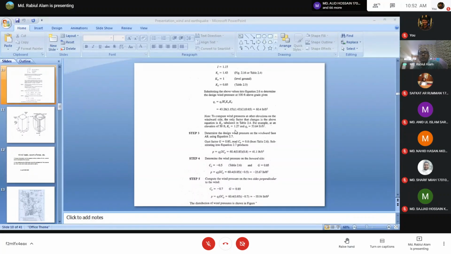In this case they calculated the wind pressure at 100 feet above the grade, so the total building height is 100 feet. At the top of the building, how much is the wind pressure? That is calculated in this equation for one height case. For other height cases, like 50 feet or 30 feet, what value will be changed here? Can anybody tell, in all these four coefficients, what value will change at 50 feet height?